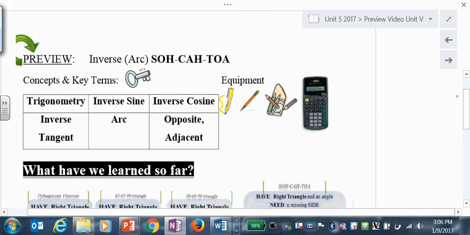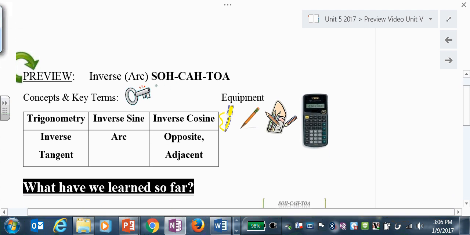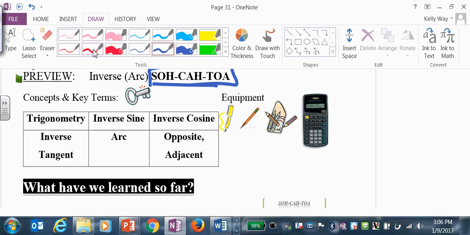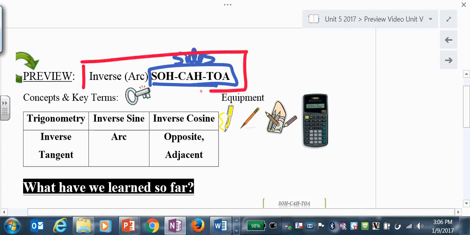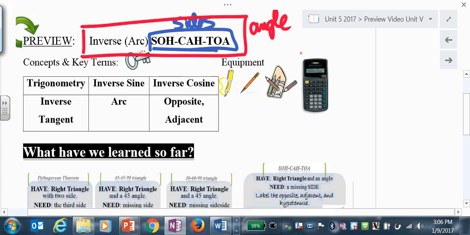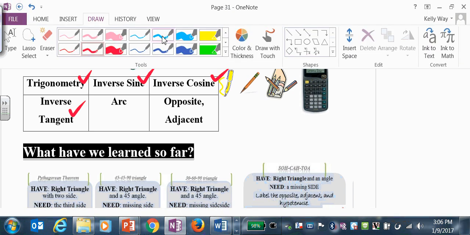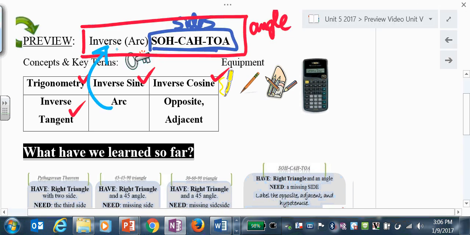So last class, we used what's called SOH CAH TOA by itself to find side lengths. Today we're going to use something called inverse SOH CAH TOA to find angle measures. In trigonometry, inverse sine, inverse cosine, inverse tangent. Another word for inverse used in some textbooks is the word arc. Arc sine, arc cosine, arc tangent.